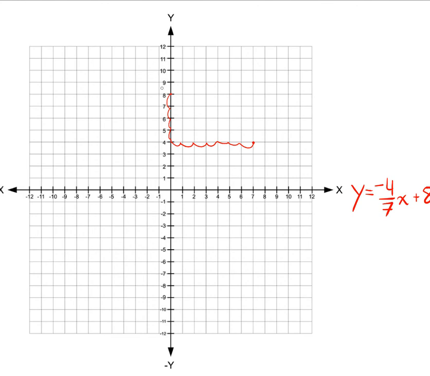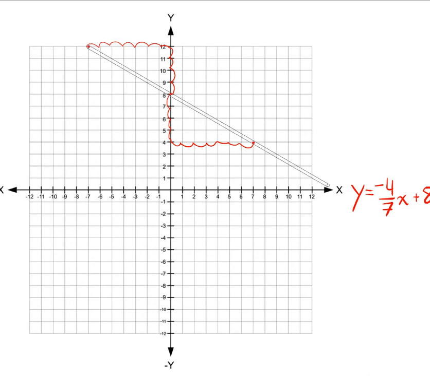Oh, I'm running out of room again. So this one, once again, I'm going to have to do the opposite. So I'm going to go up 4, 1, 2, 3, 4, and over 1, 2, 3, 4, 5, 6, and 7. And I'm going to make my last point right here.